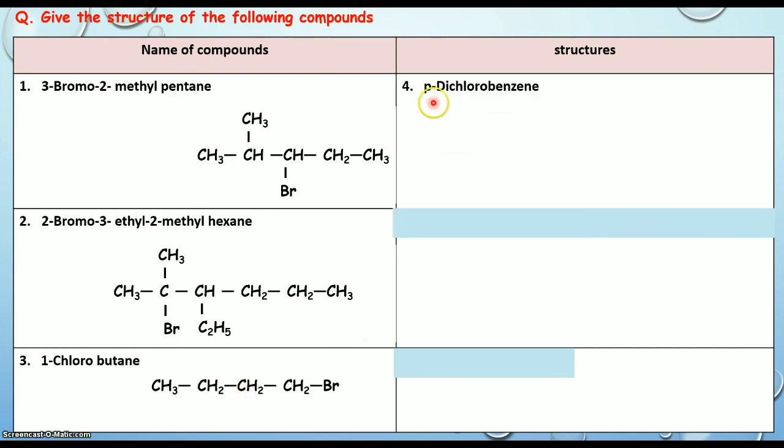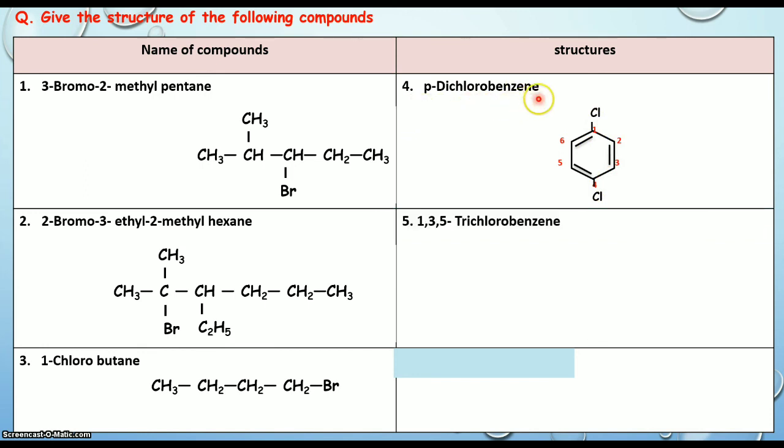The next compound is para-dichlorobenzene. Para means substituents are present on the first and the fourth position of benzene. So on the first and fourth position, chlorine is present. So this is the structure of para-dichlorobenzene.